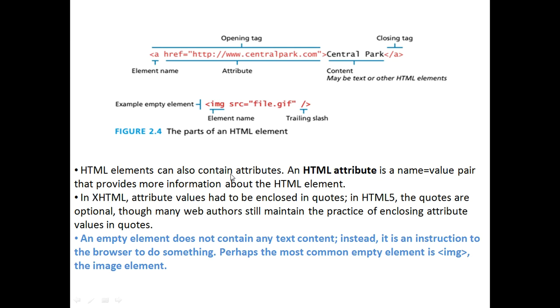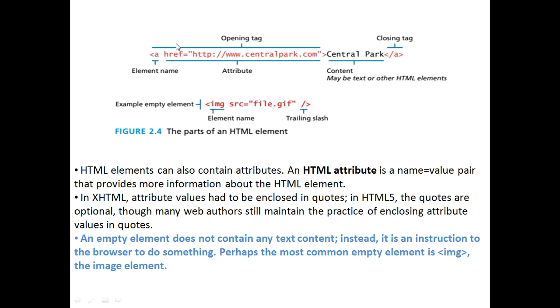An HTML element can also contain an attribute. An HTML attribute is a name-value pair that provides more information about the HTML element. Here we will consider the attribute href, which is equal to a URL. We consider it as a URL.